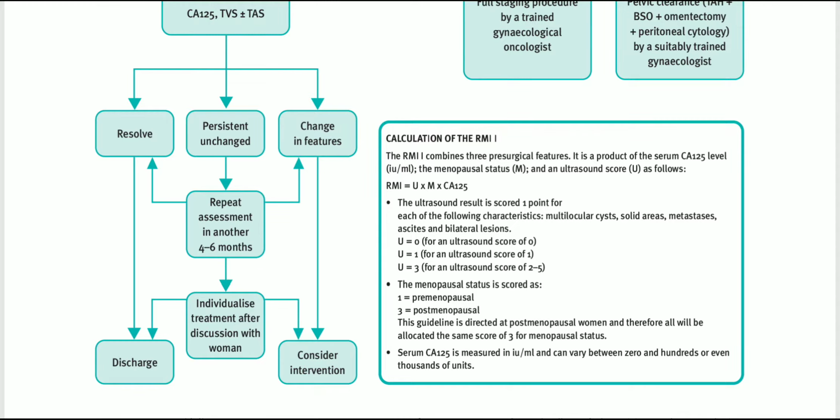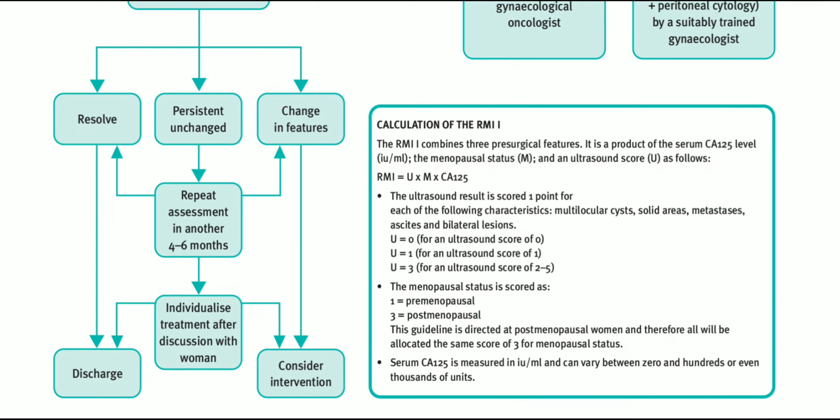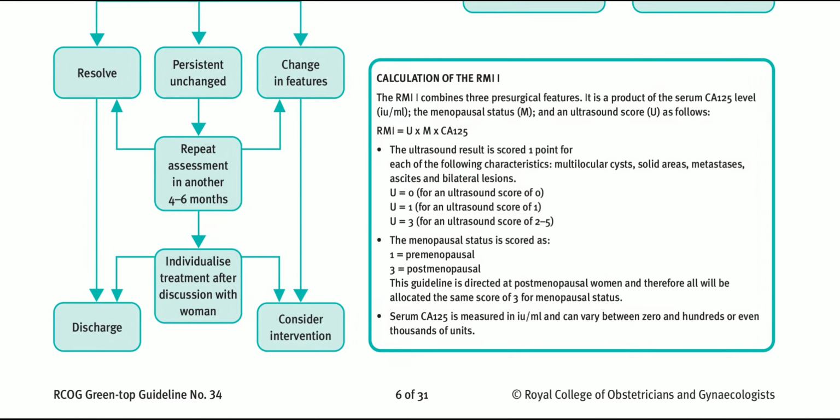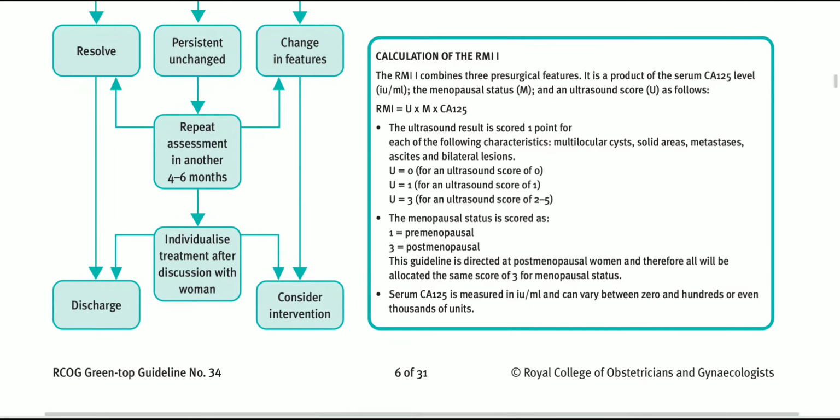In RMI, U times M times C, we have to remember this. U means ultrasound features. If these features are present: multilocular cyst, solid areas, evidence of metastasis, bilateral lesions, increased blood flow or other things like that, then it means that there is evidence of malignancy. We give score 0 to U if we don't have any of these features.